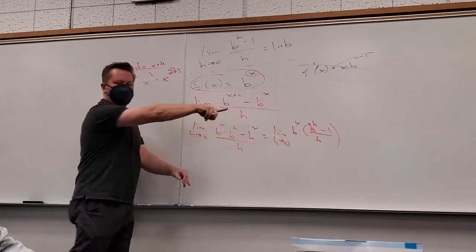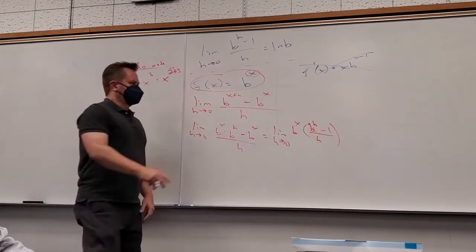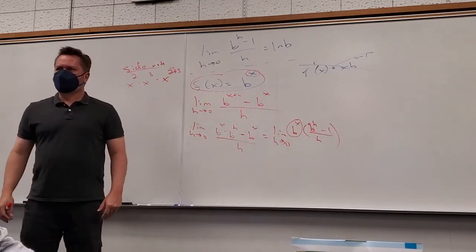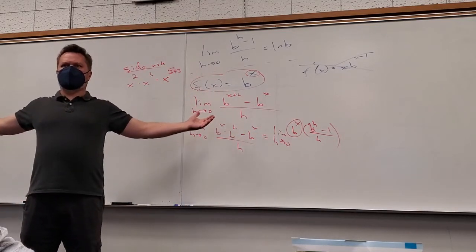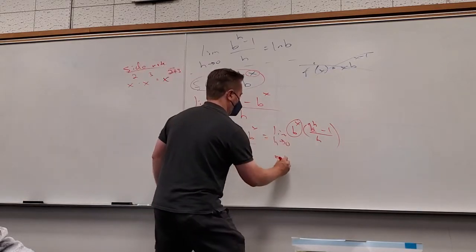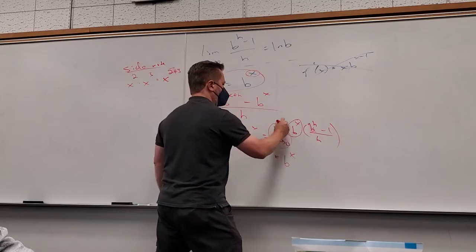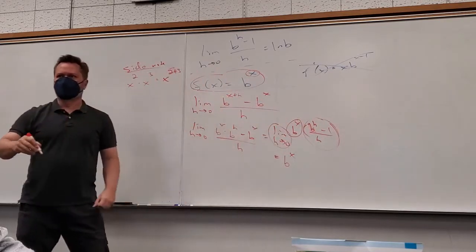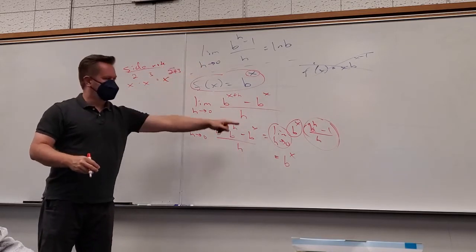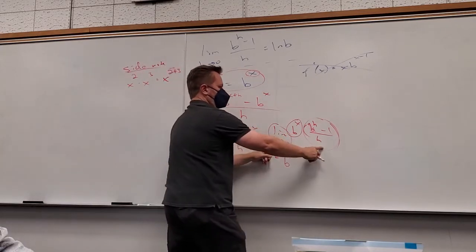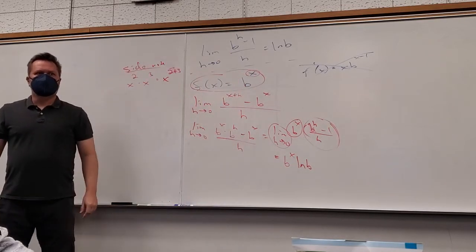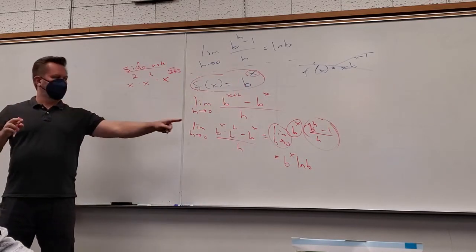So it's the same thing, right? So what's the limit as h goes to 0 of something that doesn't have an h in it? What does b to the x think about h going to 0? Does it care? No. So that's b to the x. And what did we just say this limit is? The natural log of b.